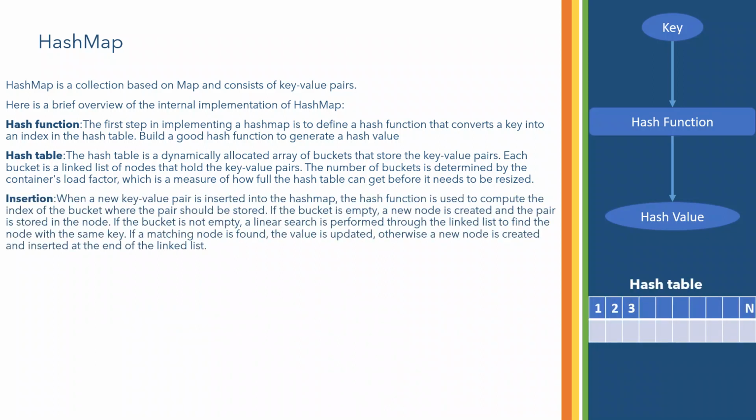Insertion. When a new key value pair is inserted into the hash map, the hash function is used to compute the index of the bucket where the pair should be stored. If the bucket is empty, a new node is created and the pair is stored in the node. If the bucket is not empty, a linear search is performed through the linked list to find the node with the same key. If the matching node is found, the value is updated. Otherwise, a new node is created and inserted at the end of the linked list.